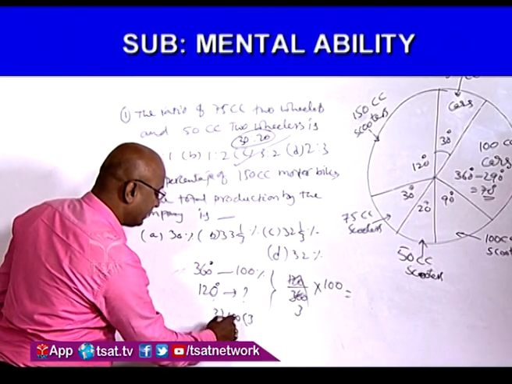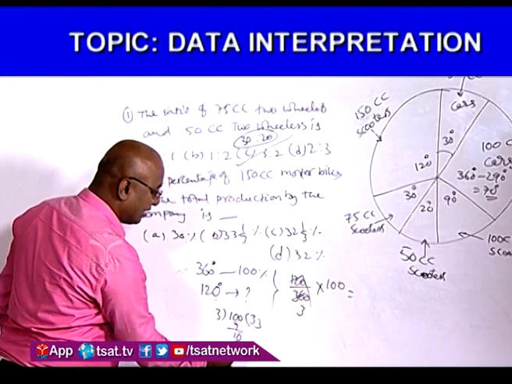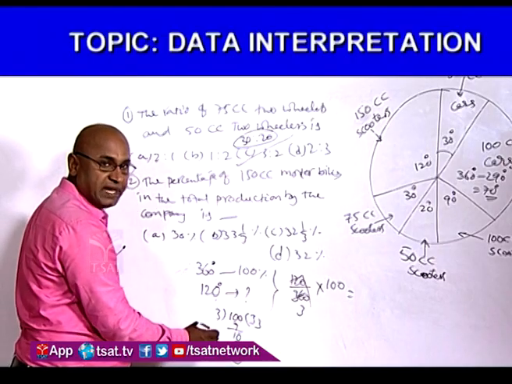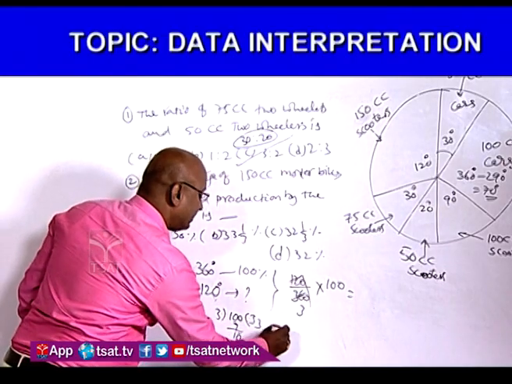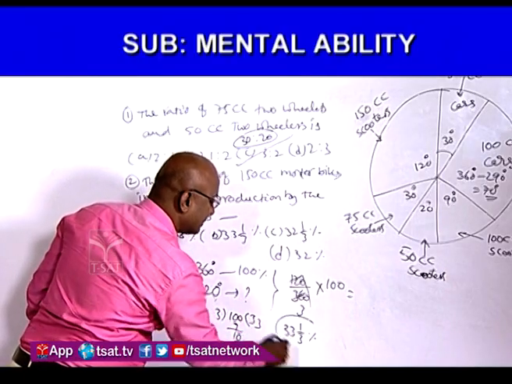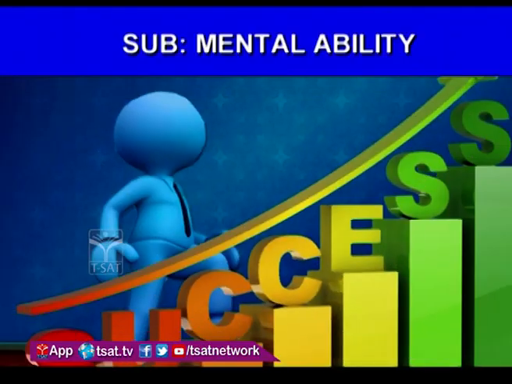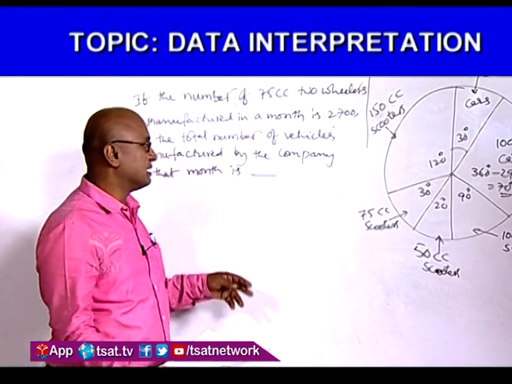3 threes are 9, 1, 0. 3 threes are 9, 1, so the remainder is 1. The fraction will be like this: 33 remainder by this one. So 33 1/3% is the answer. So option B is the correct answer. The next problem is like this.